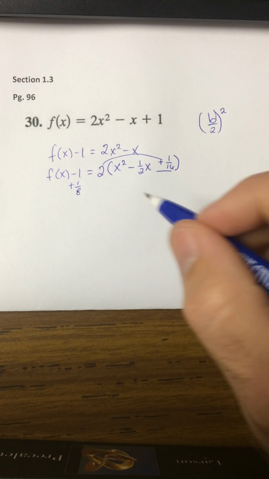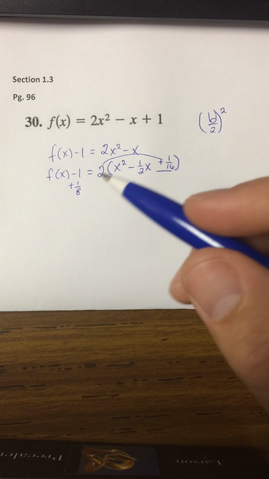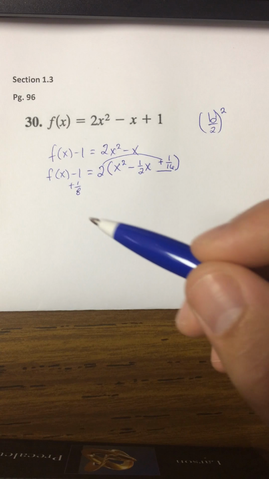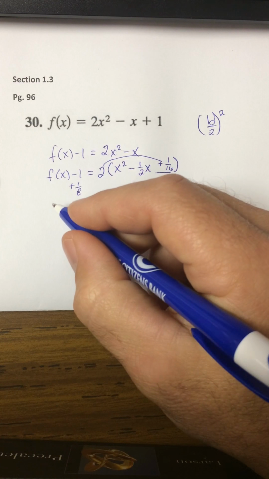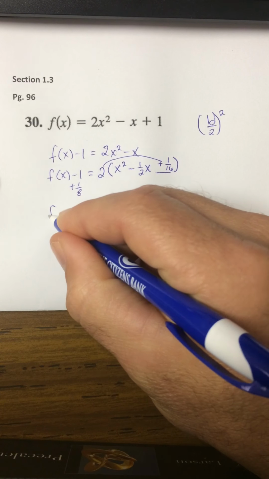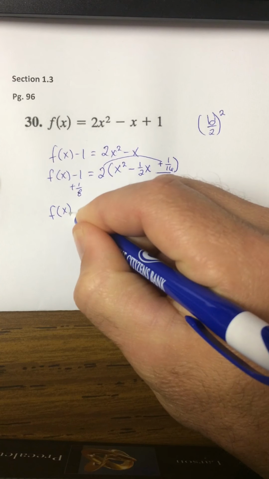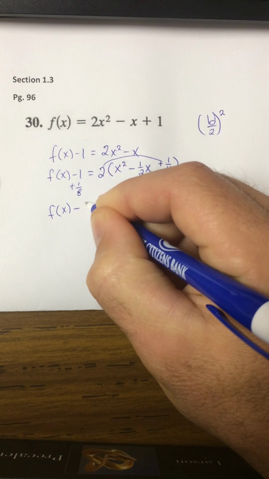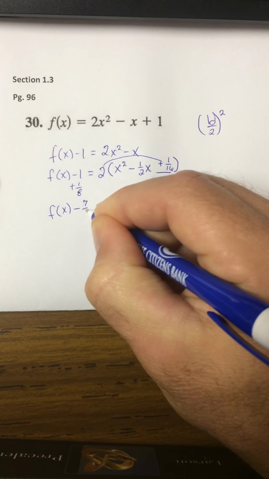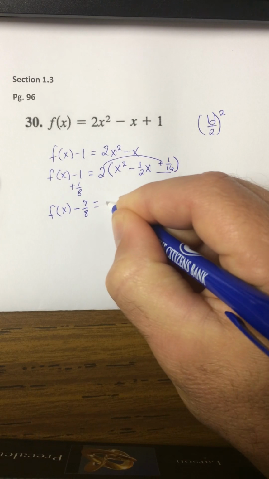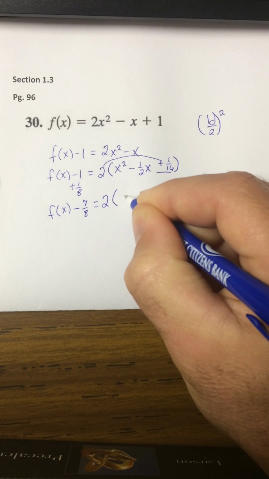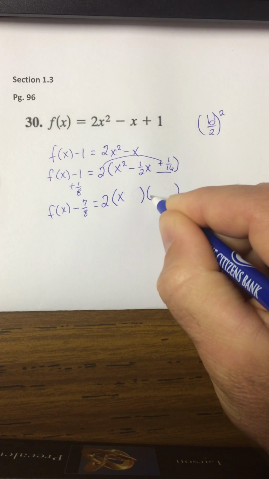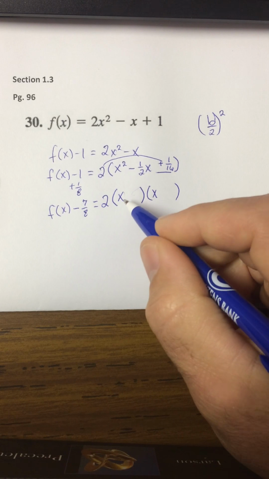Okay, and then from there, it's just a matter of factoring, combining like terms, moving things to the right position, stuff like that. So I'm going to go ahead and start off all that. f of x, I'm going to put these two together. Negative 1 and plus 1/8, I should say, gives me minus 7/8, and that's equal to 2 outside of, and I've got to factor this. I'll go ahead and write it all the way out so you can see every step.